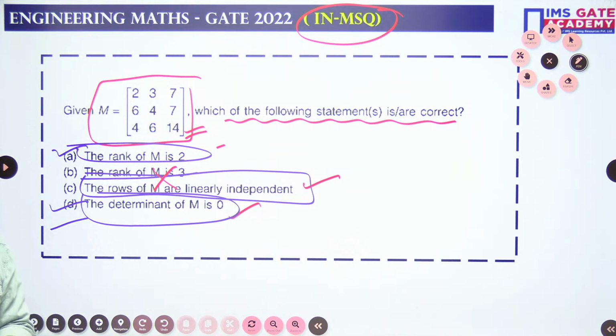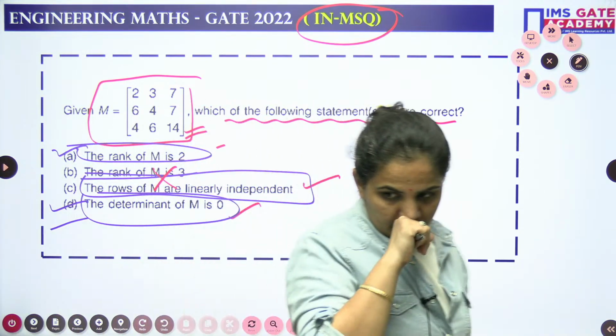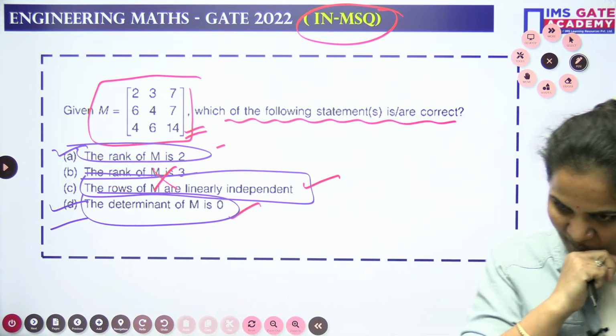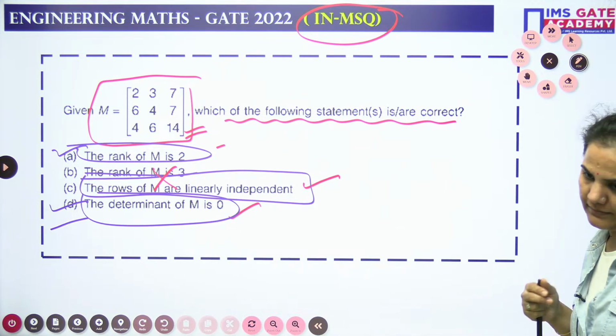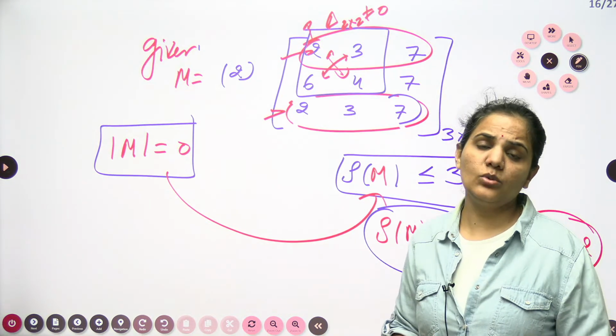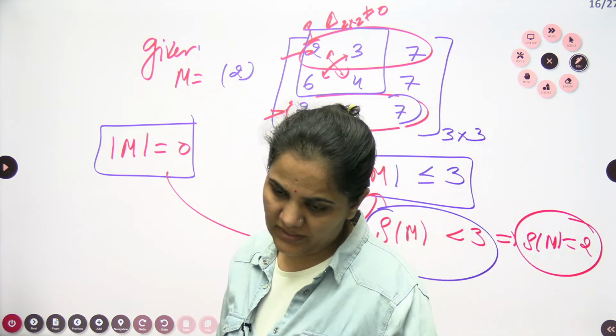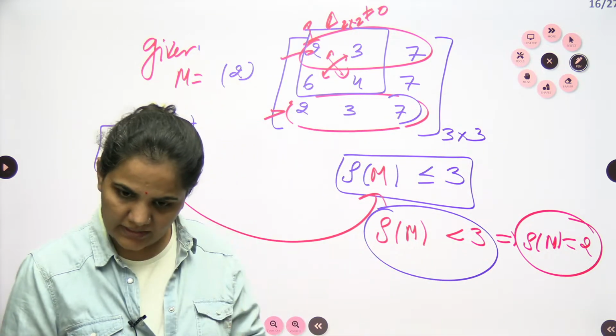I hope this is clear to everyone. Very easily we can understand this one. We need to go with the rank. We need to identify the rank. So how to identify the rank? I hope it is clear how I am identifying the rank.